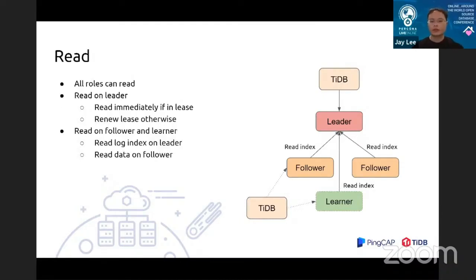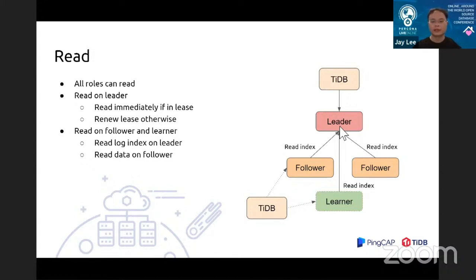When TiDB wants to read some data from a region, it will also query PD for available replicas first, although I don't draw the PD cluster here. All replicas can serve reads. If leader receives a read request, it will read immediately if it's still leader. As I mentioned on the last page, writes are always sent to leader first, so leader always has the latest data. Reading immediately is safe.